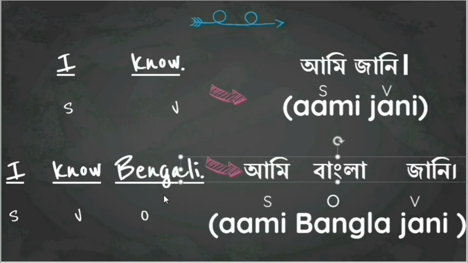But when we add an object with it, like what do I know? I know Bengali. So when I'm adding this Bengali with it, let's see the changes here. So in English it is subject, verb and object, but in Bangla it is subject, object, verb, because I'm saying Ami Bangla Jani. So I Bengali know. This is how we are actually saying it in Bangla.